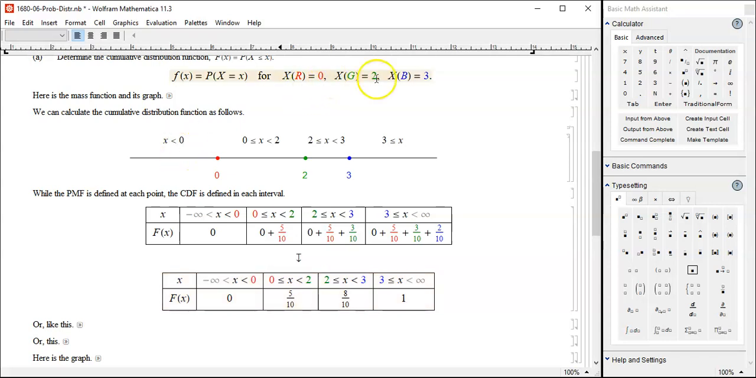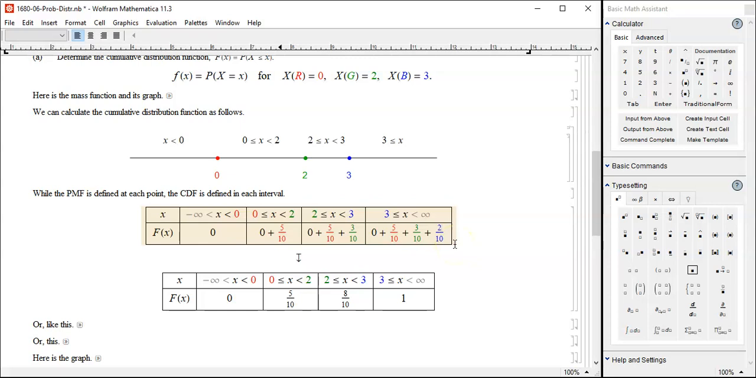We have 3 points, 0, 2, 3. So we need 4 intervals, 1, 2, 3, 4. So we need 4 boxes. First interval, second interval, third interval, fourth interval. And then at each box, you just add up the probabilities. Start from 0 always and end with 1. It's just cumulative probability.